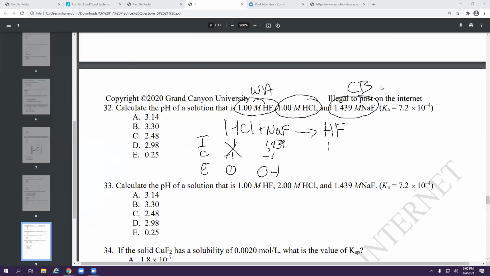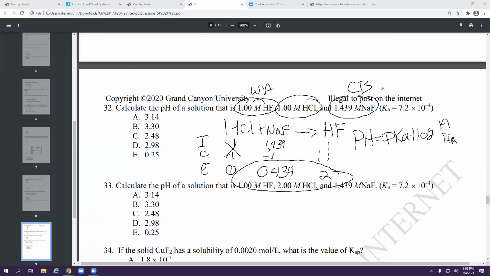I'll get 0.439 plus 1 is 2. Do I still have a buffer left open? Do I still have a weak acid and its conjugate base? Which means I have to use the Henderson-Hasselbalch equation, which is pH is equal to pKa plus the log of A minus over HA. The negative log of 7.2 times 10 to the negative 4th plus the log of 0.439 divided by 2.